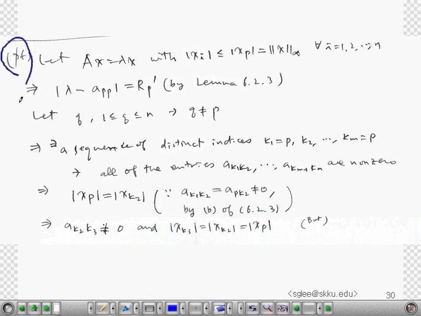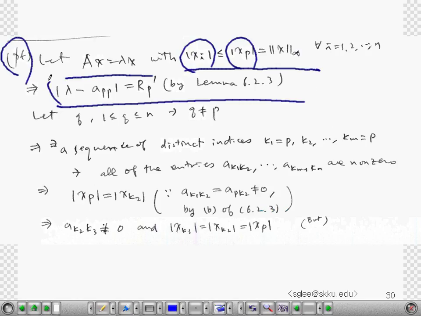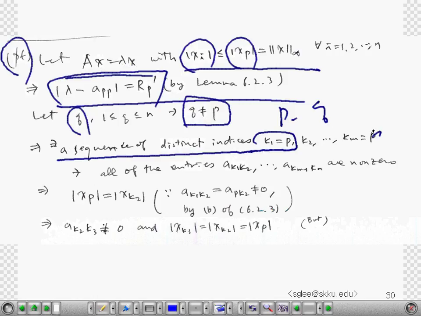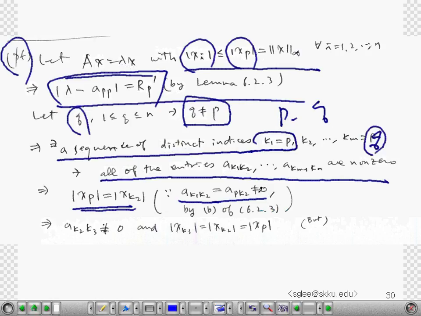Okay, the proof can be shown in this way. Let AX equal lambda X, and let x_p have the largest absolute value. Then, by Lemma 6.2.3, we know it satisfies this equality. Let q be an integer between 1 and n which is not the same as p. Then, if we have two distinct p and q, because of property SC, there is a sequence of distinct indices from p to q such that all of the entries a_{k1k2} to a_{k_{m-1}k_m} are non-zero. Since a_{pk2} is not equal to 0, these two have to be the same.